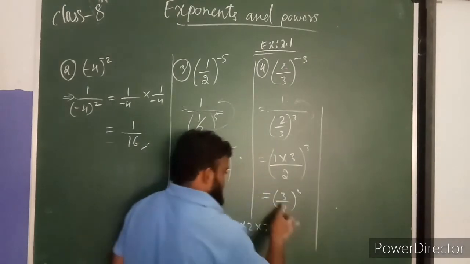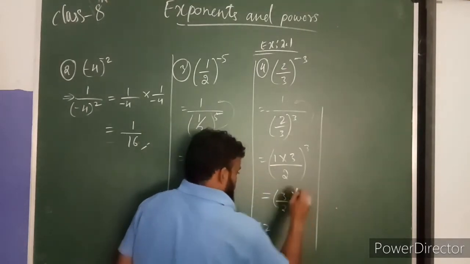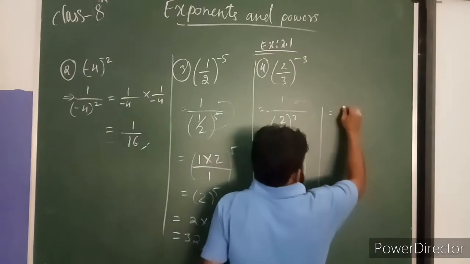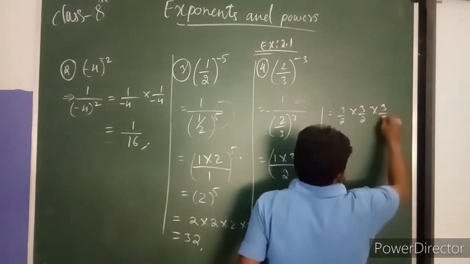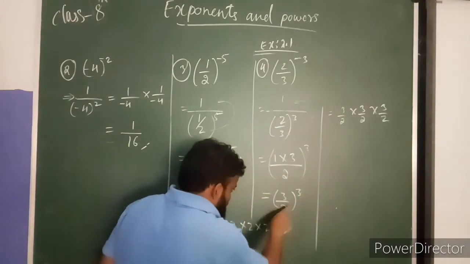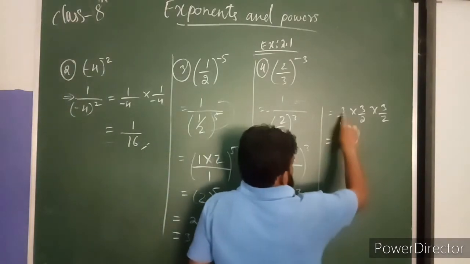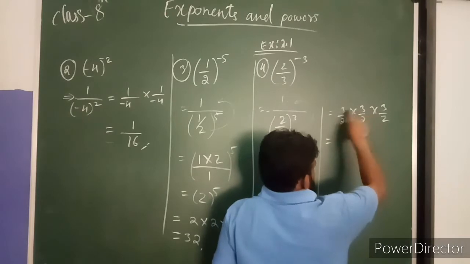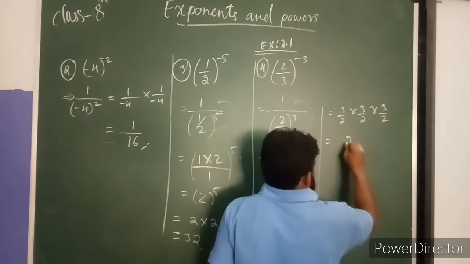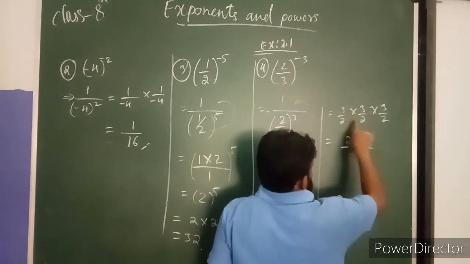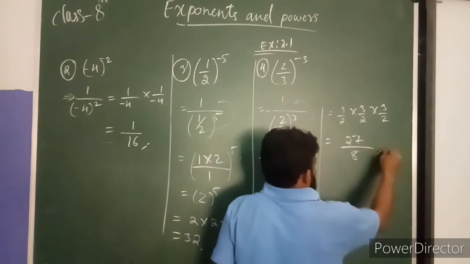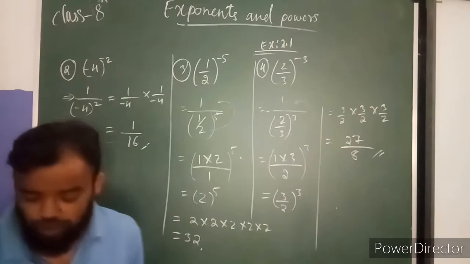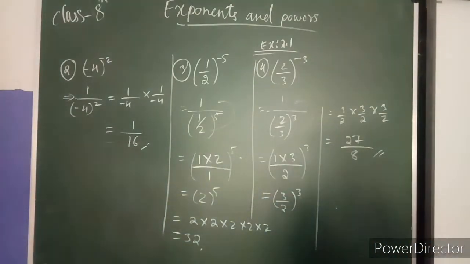Now how many times can I multiply? 3 times. 3 by 2 into 3 by 2 into 3 by 2. So we multiply numerator to numerator: 3 3s are 9, 9 3s are 27. Divided by 2 2s are 4, 4 2s are 8. This is the answer, 27 by 8. Now you can note it down also.